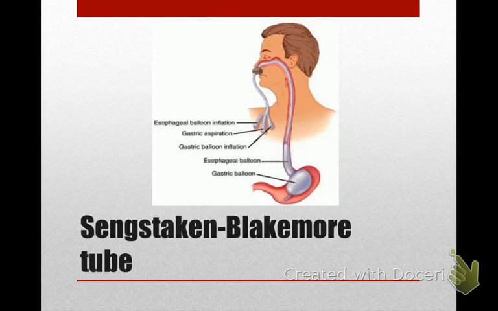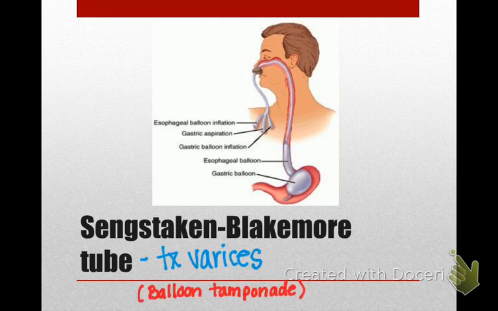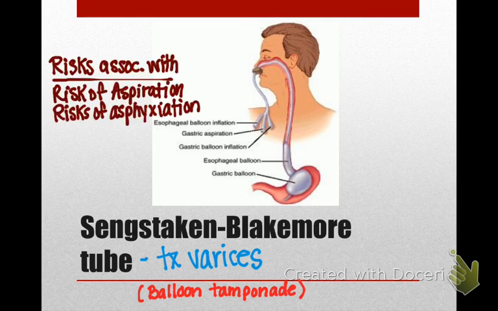So the tube, this is your Sengstaken-Blakemore tube or your balloon tamponade. See how it goes all the way down the esophagus into the stomach? What do you think a risk for this is? Bleeding out. It's a treatment for varices, and you can aspirate on this tube, right? You can choke to death. Asphyxiation, choke to death. Does everybody know what the word asphyxiation means?